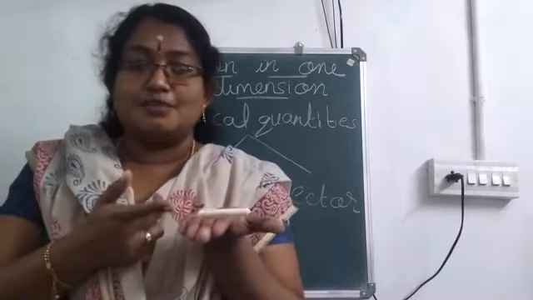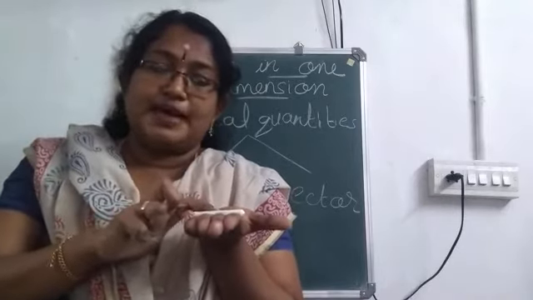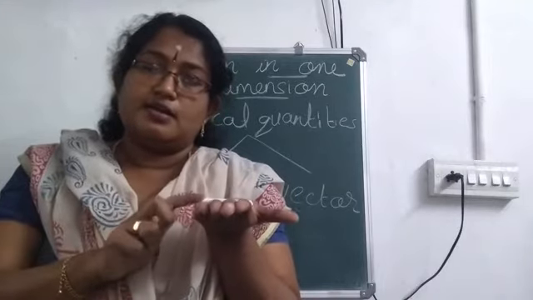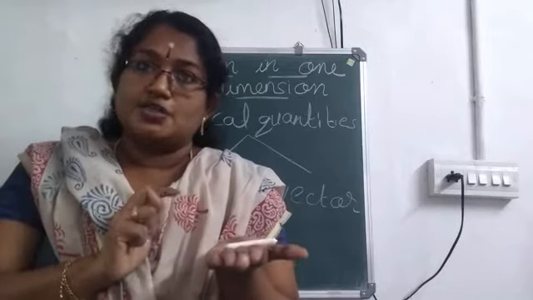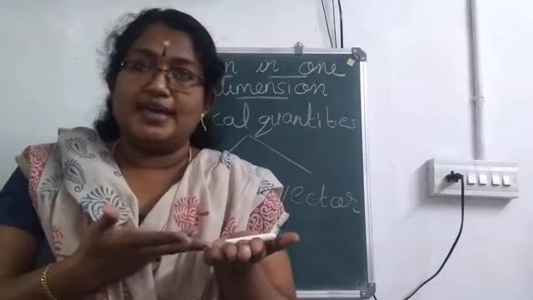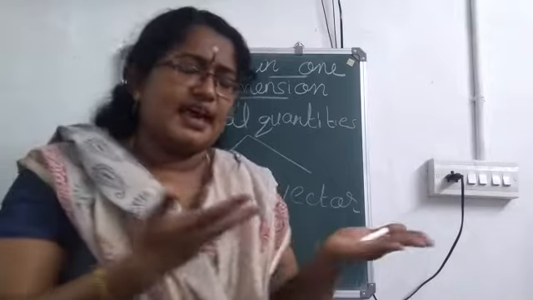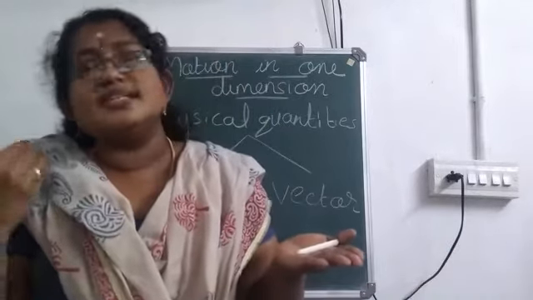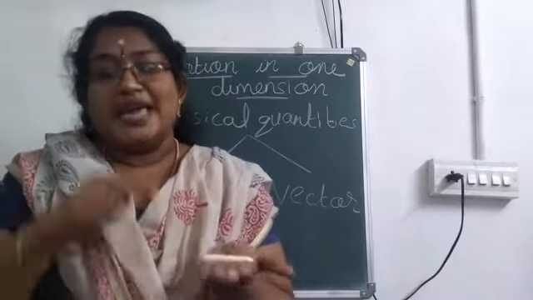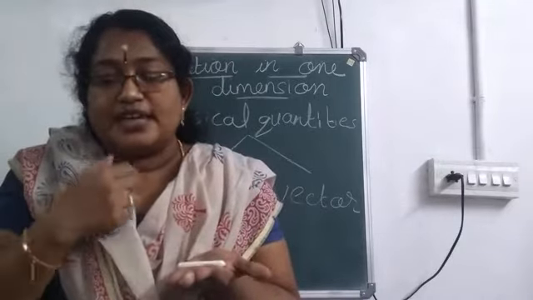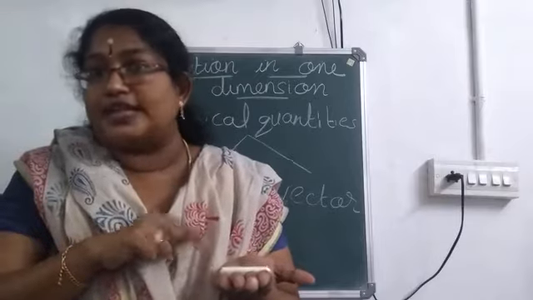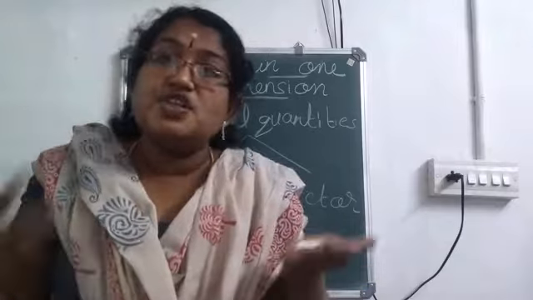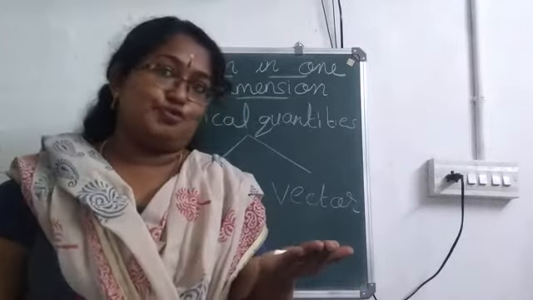I think it is visible to you. First I applied a force of 10 Newton, then a force of 20 Newton, now a force of 5 Newton. So I have applied force on the body. But if I simply say that I have applied a force of 5 Newton or 10 Newton, is it complete? No. In the case of force, if I just say that I applied a force of 10 Newton, there can be a question: in which direction did I apply the force, isn't it?